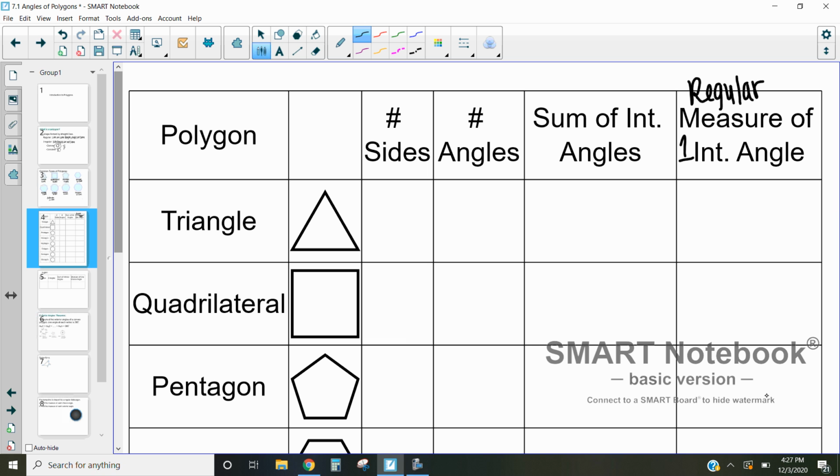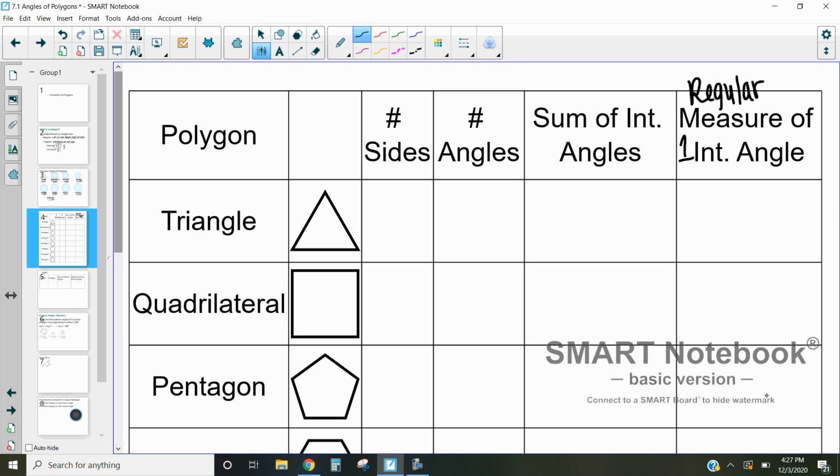It's intended to be a beginning to a discovery lesson that pushes you to look into more. What is the relationship between polygons, and how could we figure out the sum of the interior angles of any polygon, regardless of the number of sides? How could we do that? This is just a beginning to give you a hint, and then you can continue exploring this on your own.